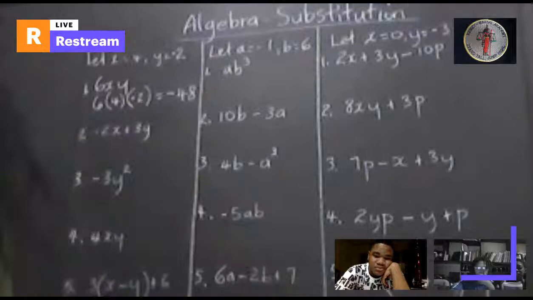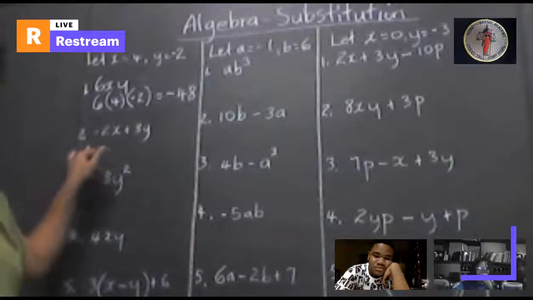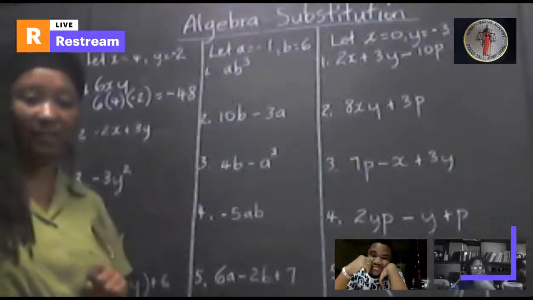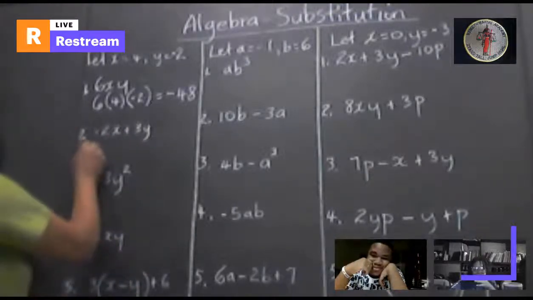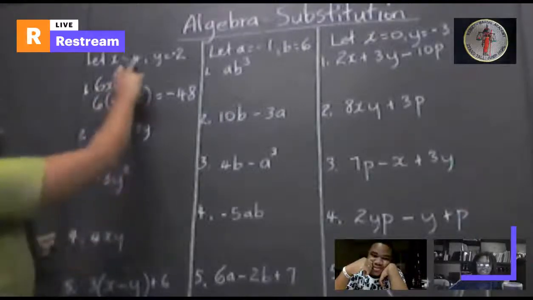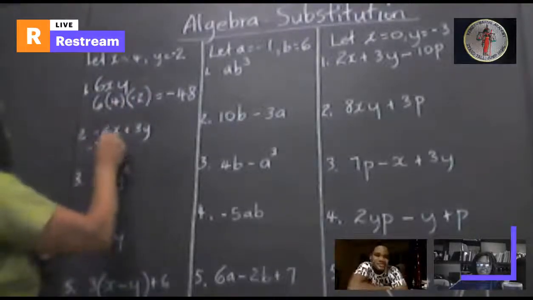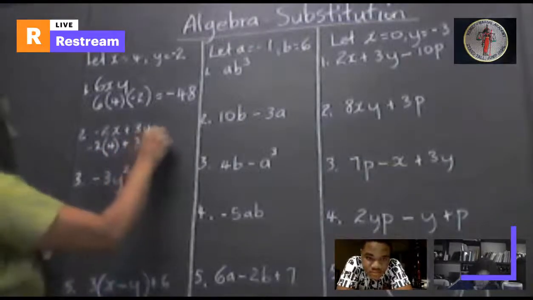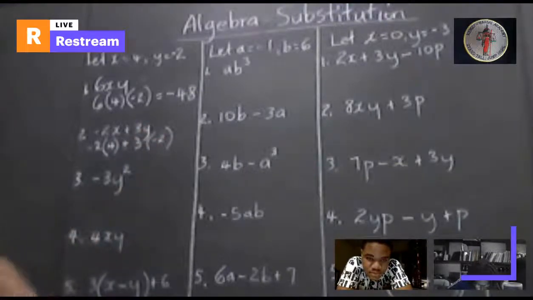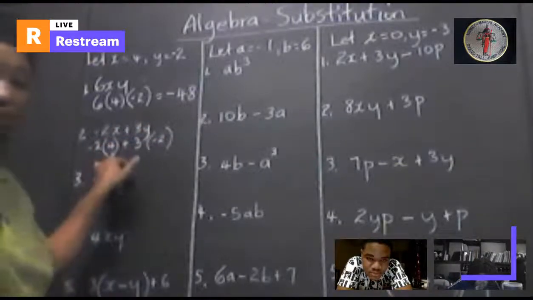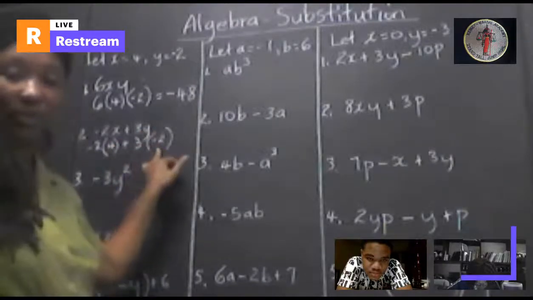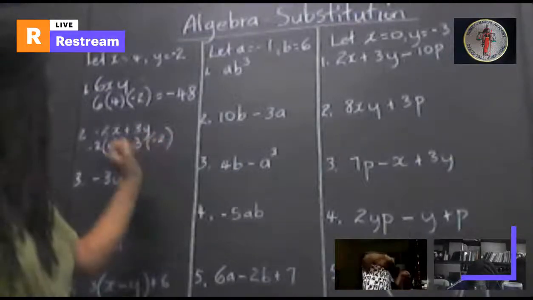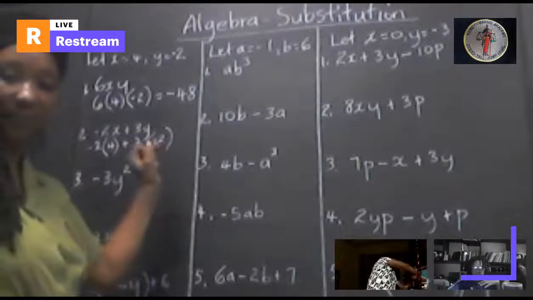Welcome, Alexander. All right, so number 2, negative 2x plus 3y. So that's negative 2 times, remember x is 4, negative 2 times 4 plus 3 times negative 2. Remember, wherever x is, we're going to put 4. Wherever y is, we're going to put negative 2. And because they're beside a number, we put a bracket because it means we're going to multiply them.